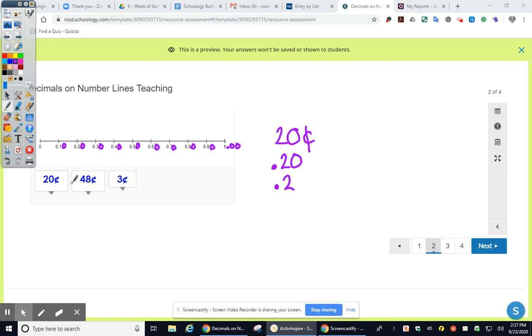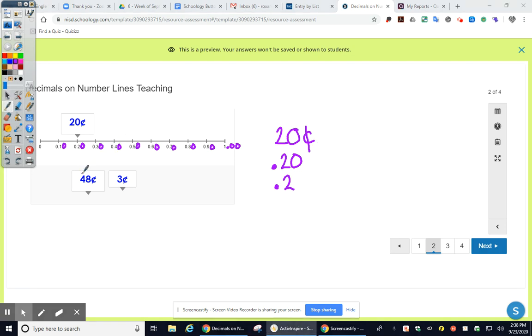Okay, so remember, like I said, 20 cents is the same thing as 0.20 or 20 hundredths or 2 tenths. These all have the exact same value. So when we graph, we want to make sure our 20 cents goes right above the 0 and 2 tenths, or you can make it look like money and say that it's 0 and 20 hundredths.